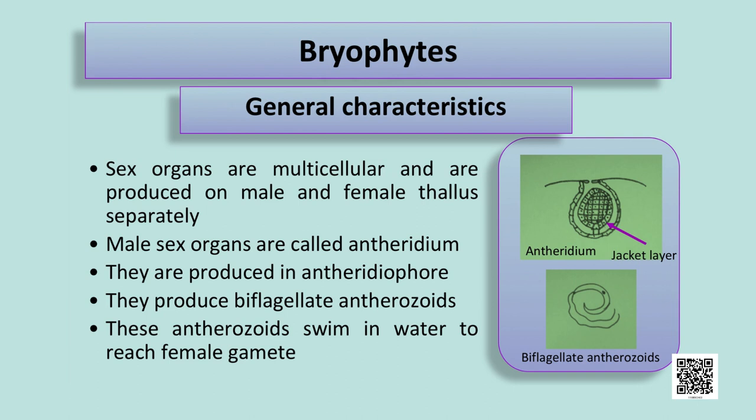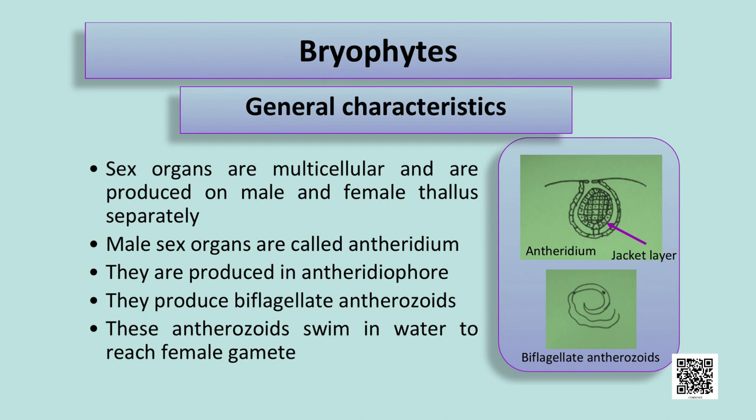During evolution, for adapting themselves to land, the plants' sex organs developed a covering called a jacket layer to prevent themselves from drying out. The male sex organs are called antheridium. In this picture, you can see the jacket layer which surrounds the antheridium. Antheridia are produced within specialized structures called antheridiophores. Each cell within the antheridium produces a biflagellate antherozoid.